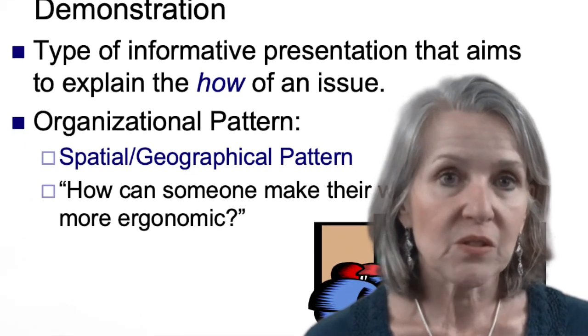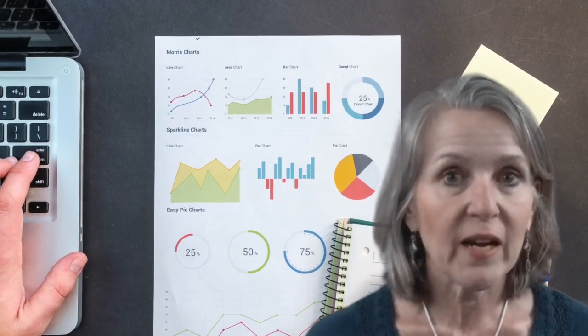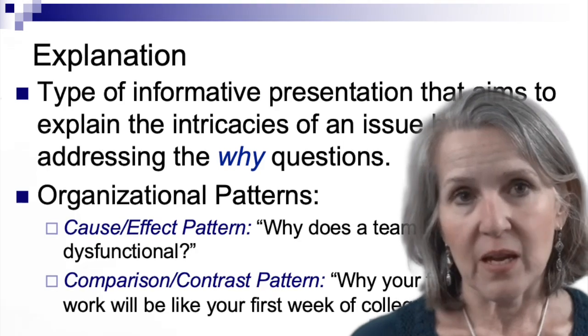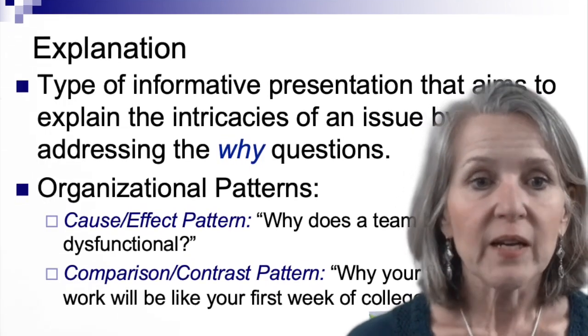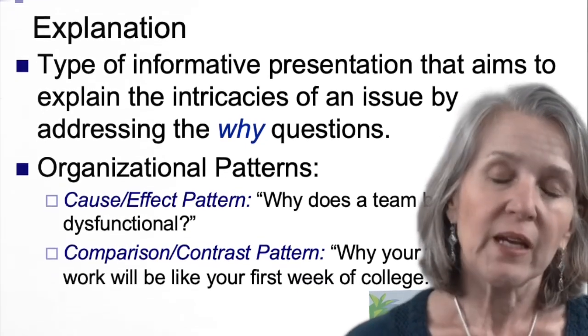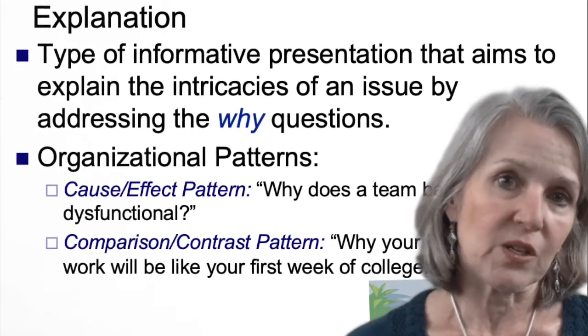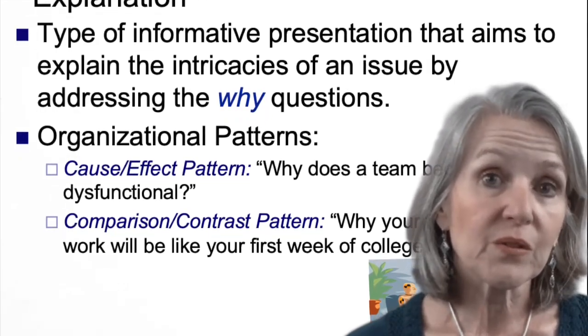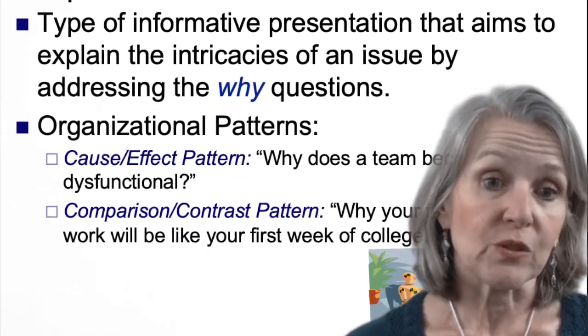If you're demonstrating it, you might have charts and graphs. You might have pictures of how Google does it, as an example of an organization that enhances creativity through an ergonomic workspace. An explanation is the third type of informative speech. You're explaining the why, the intricacies of an issue, in order to address those why questions that you anticipate an audience might have, in order to inform them about your topic.